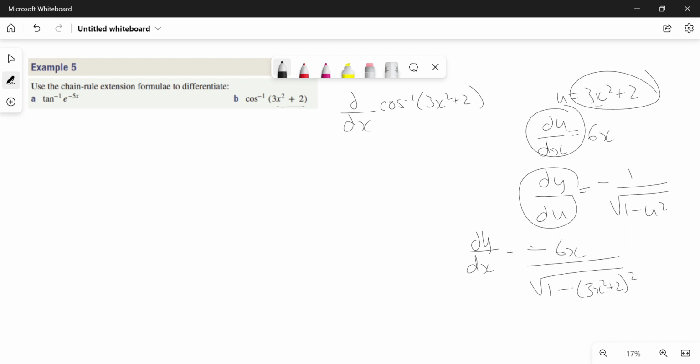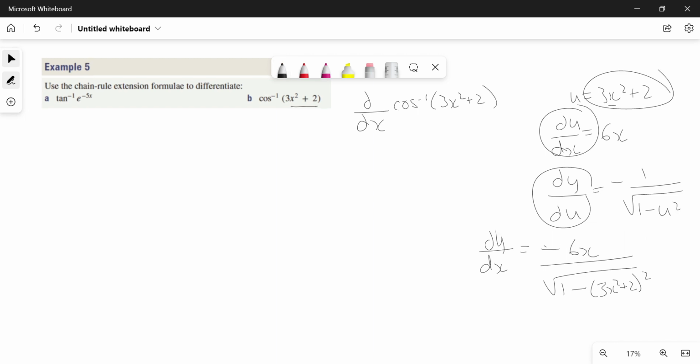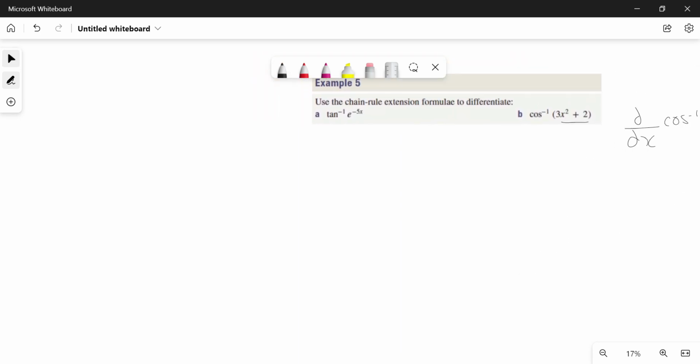Alright, so hopefully that makes sense. Alright, so I could do the same thing over here as well. I'll just move that over there so we can see it. So here we've got inverse tan of e to the negative 5x. So if we make that u, we can do du dx first. Sometimes it's easier.